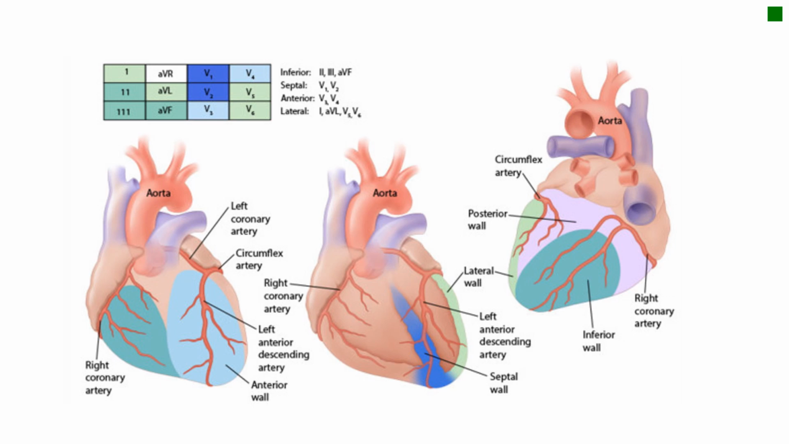So this is a diagram of the coronary arteries. Here you've got basically the inferior leads relate to the right coronary artery, the anterior wall relates to the left anterior descending artery, that's V1 to V4. The lateral wall corresponds to leads 1, V5 and V6, and that more relates to this area over here, the lateral wall. And that's more the circumflex artery.